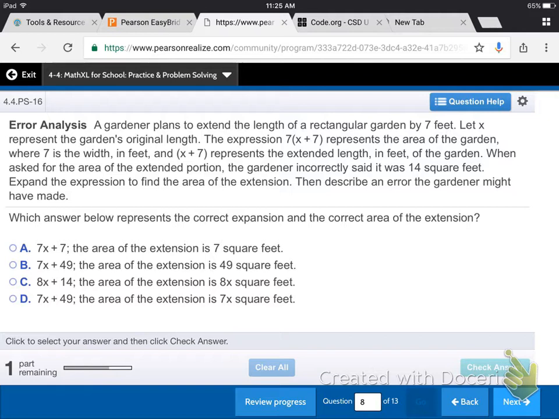We have another challenge problem here, boys and girls. An error analysis problem right here. It says a gardener plans to extend the length of a rectangular garden by 7 feet. Let x represent the garden's original length, so the expression 7 times x plus 7 represents the area of the garden, where 7 is the width in feet and x plus 7 represents the extended length in feet of the garden.